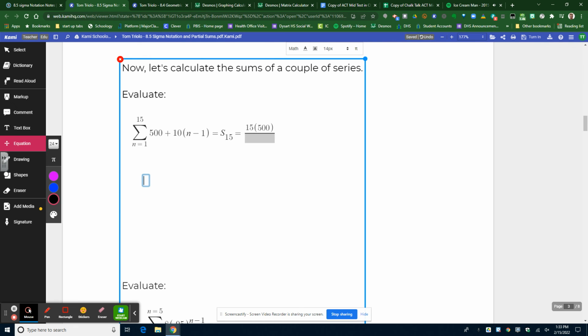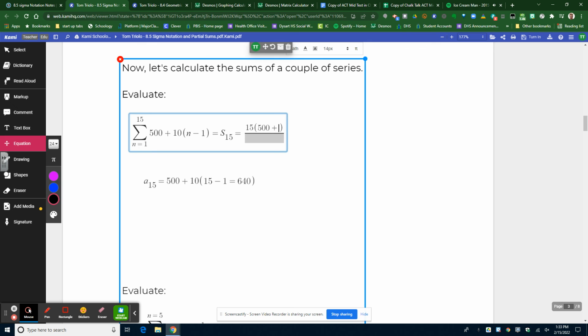Okay, so to find my 15th term, because I need my last one, it equals my first one, plus my difference each time is 10, and I have to multiply that 14 times. So 14 times 10 is 140, plus 500 is 640. I come back up here, I add 640, and I'm always dividing by, look over there on the sideboard, arithmetic series is always divided by 2.